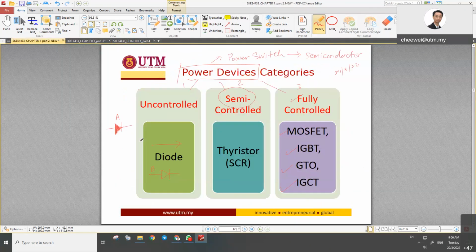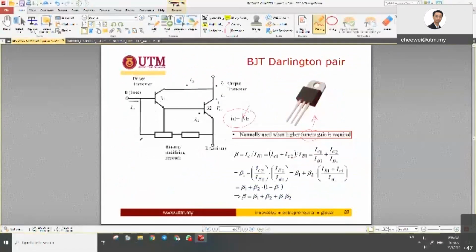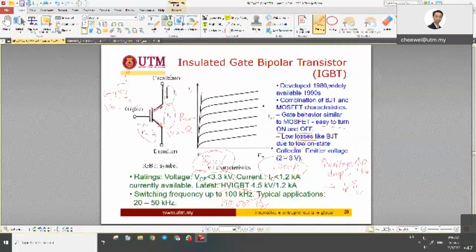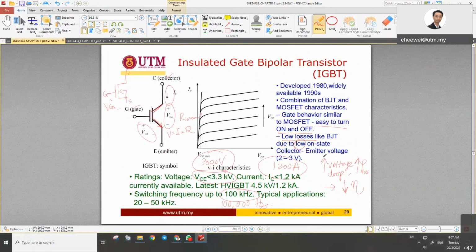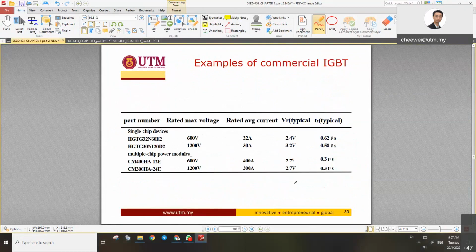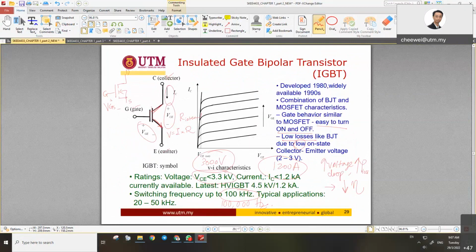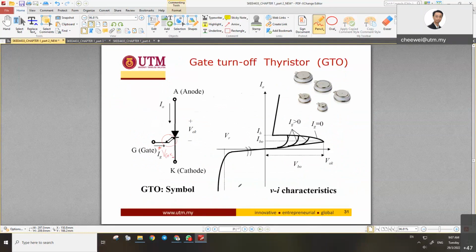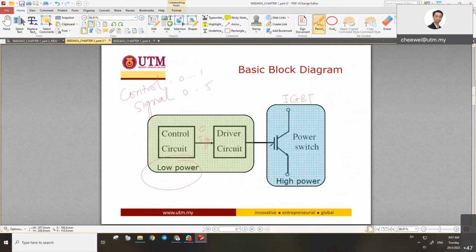Let's have a look. There you are, the IGBT symbol. And the requirement to turn on, where is it? Is it written here? No. Okay. The requirement to turn on the IGBT is 15 volts. I need to supply the VGS 15 volts to turn on. To turn off, I supply 0 volt. 0 volt to turn off, 15 volts to turn on.